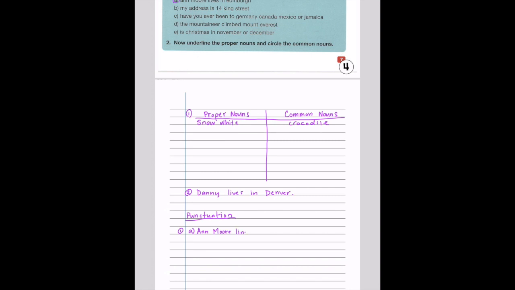Lives. Edinburgh, also the name of a place, so it needs to be capitalized, right? And what else do we need? A full stop, right? Okay, so you're going to do that for the rest of those sentences, and then it asks you to underline the proper nouns and circle the common nouns. So the proper nouns are Anne, Moore, and Edinburgh. There aren't any common nouns in this sentence. Okay, so do that for the rest of those sentences, okay?